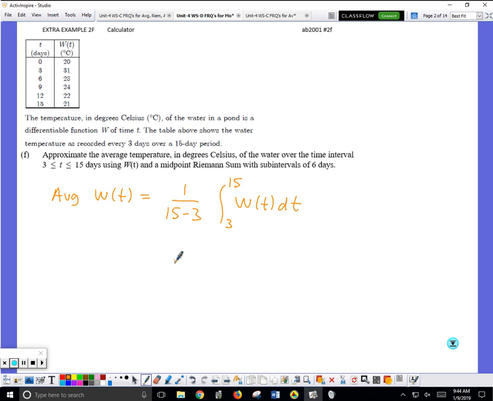W of T is the water temperature, okay? This table shows different water temperatures. To find the average water temperature, we need to take several different values of W and add them up. Fair? Nod if that makes sense. The 3 and the 15 are required because they tell you to find the water temperatures between 3 and 15, because those are the temperatures we want to average. So W of T is how we find the water temperatures.